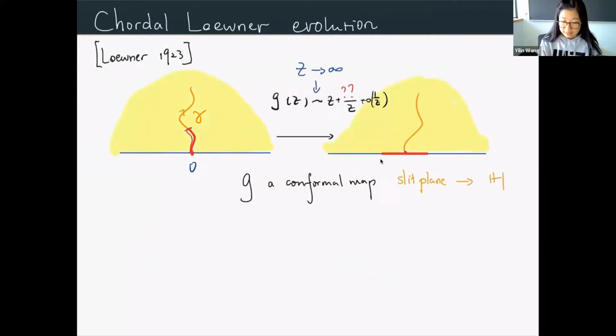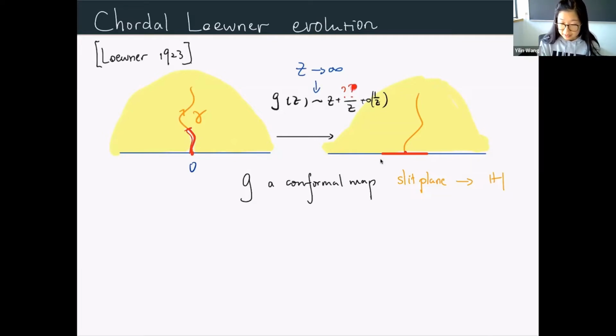And more precisely, if one considers this Jordan curve gamma, and you cut out the first bit of this curve gamma, the complement of this red curve here is a simply connected domain. And using the Riemann mapping theorem, I can map this yellow area to the upper half plane while fixing infinity. I can choose some normalization so that this conformal map is like identity plus some terms which go to 0 as z goes to infinity. So once I choose this normalization, this conformal map is uniquely determined.